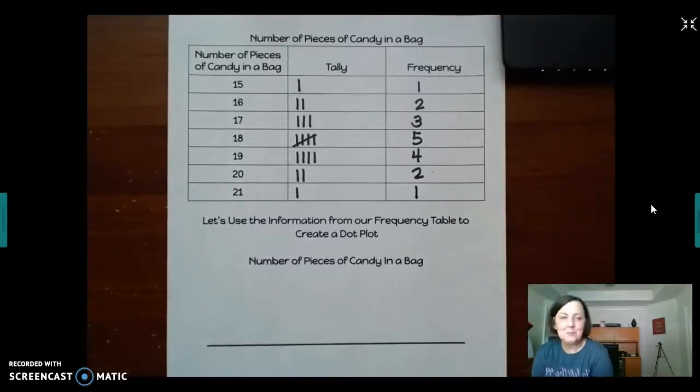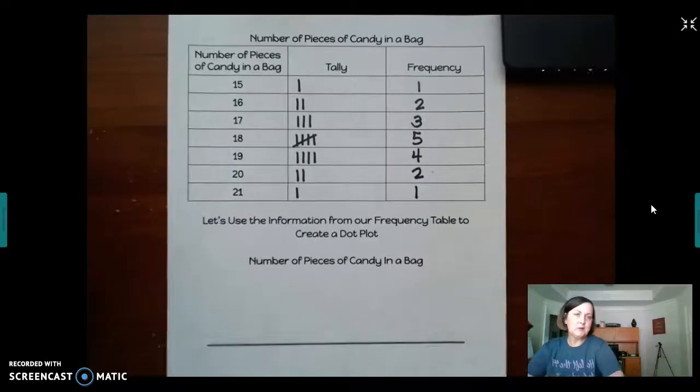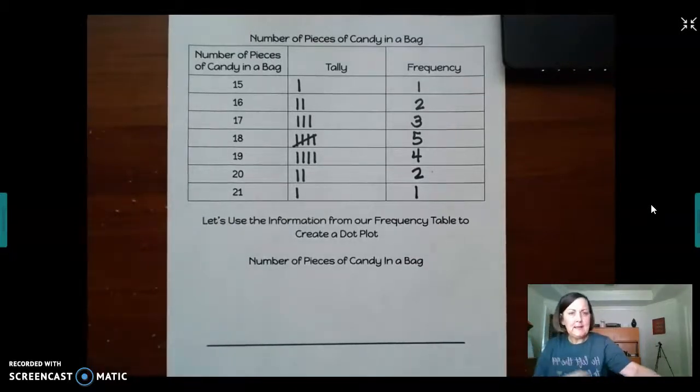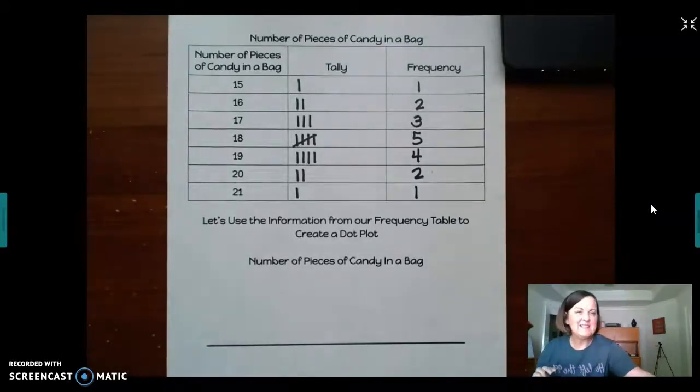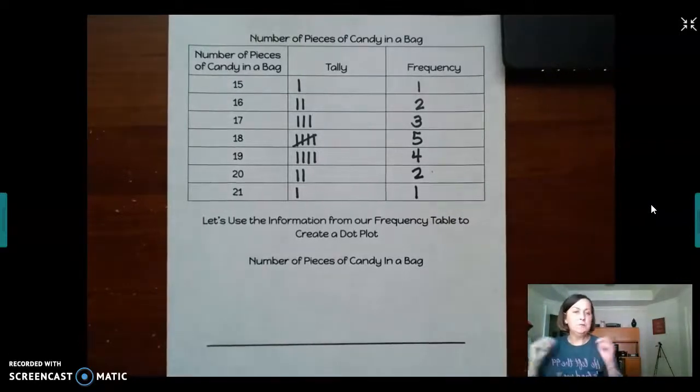And so today we are going to follow up on what Miss Gorgoni was teaching you yesterday, which was how to create a frequency chart, or we call it a table. And today I am going to take the information that you created yesterday, and we are going to extend the lesson and learn how to use that information to make a dot plot, which is another way to organize data.